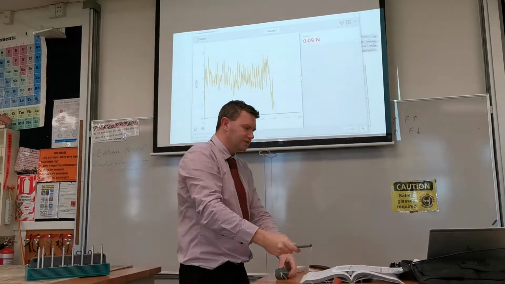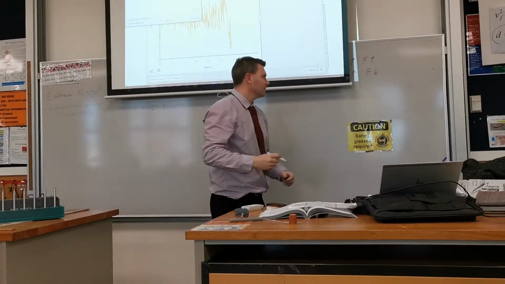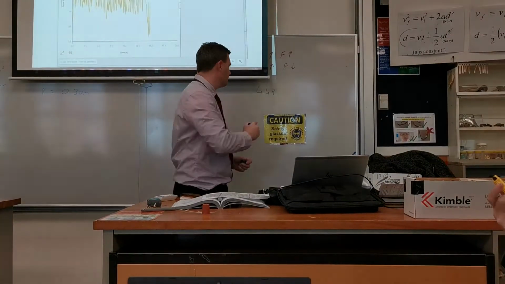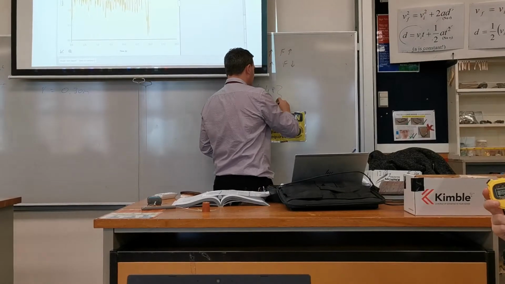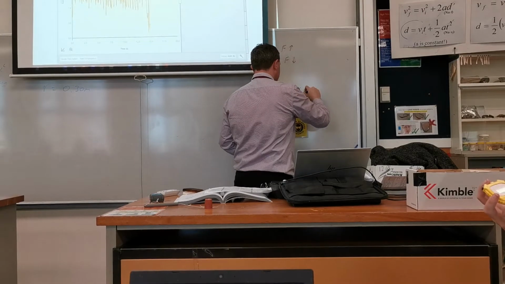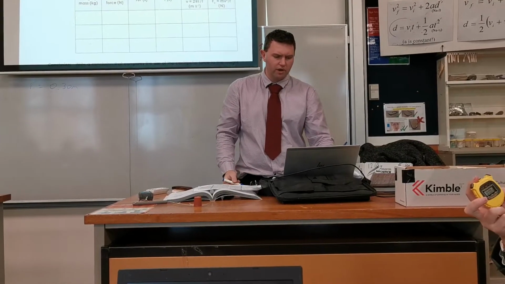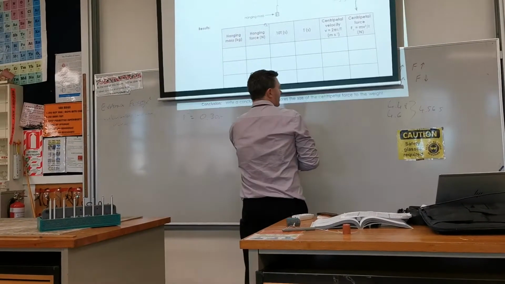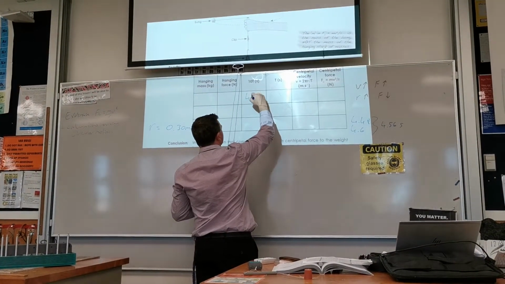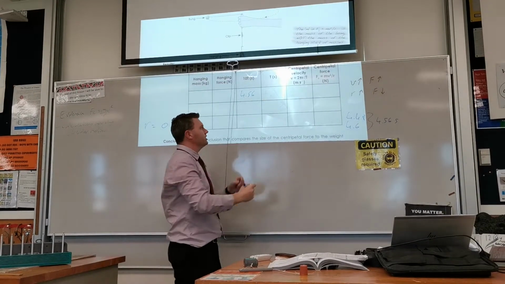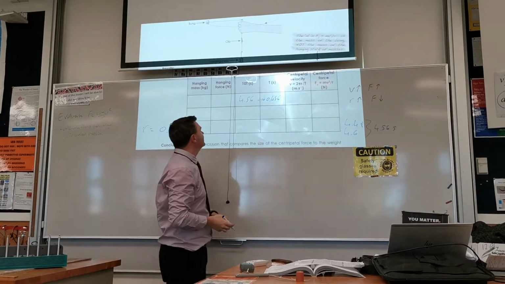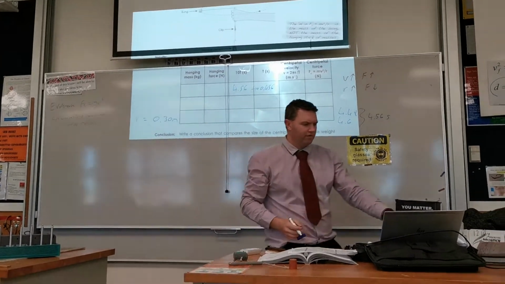Okay, so who's got a time for 10 rotations? 4.48. 4.48. Any other times? 4.6. And so we could say that that's about 4.56 seconds. When we come over to our table, we're going to write 4.56 seconds. And so what's the time for one rotation? That divided by 10. 0.456.